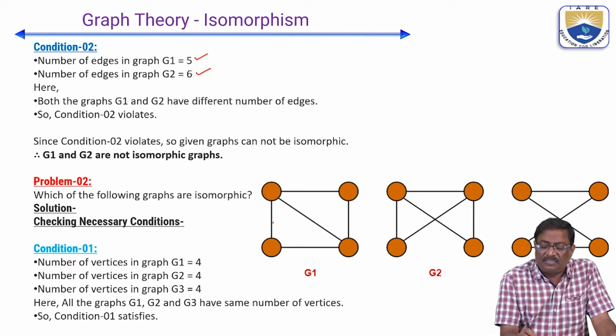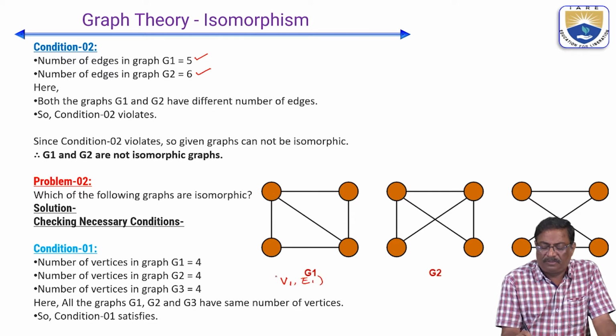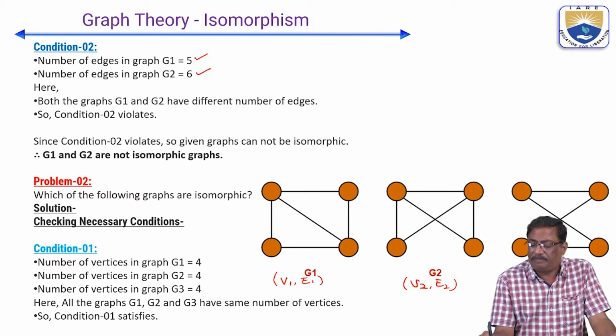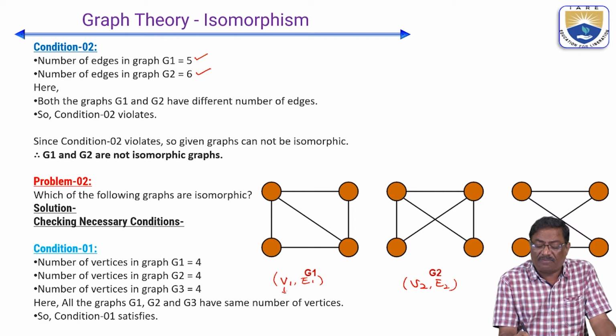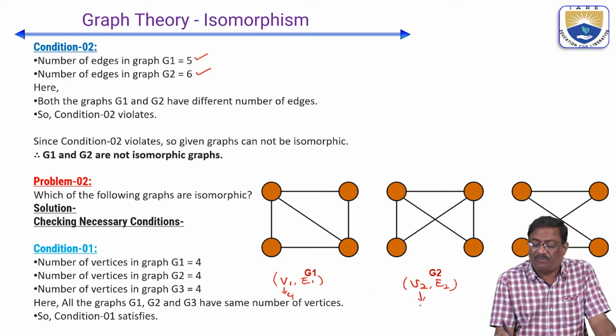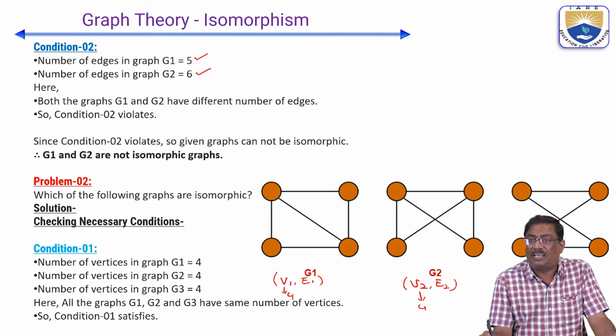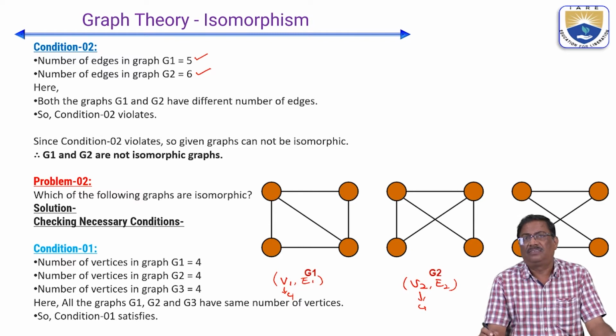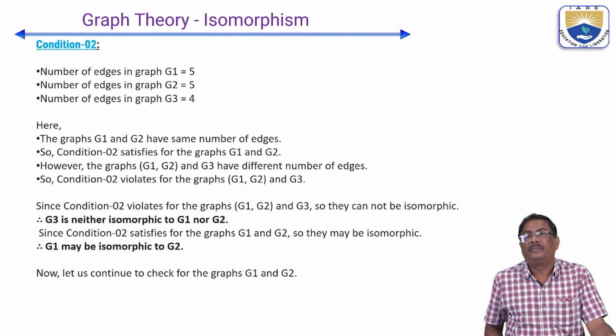First, G1: how many vertices does it have? 4 vertices. Let us say V1 and E1. Then this is V2, E2, then this is V3, E3. How many vertices does each have? This has 4 vertices, this has 4 vertices, and this has 4 vertices. So G1, G2, G3 have the same number of vertices, so the first condition is satisfied.